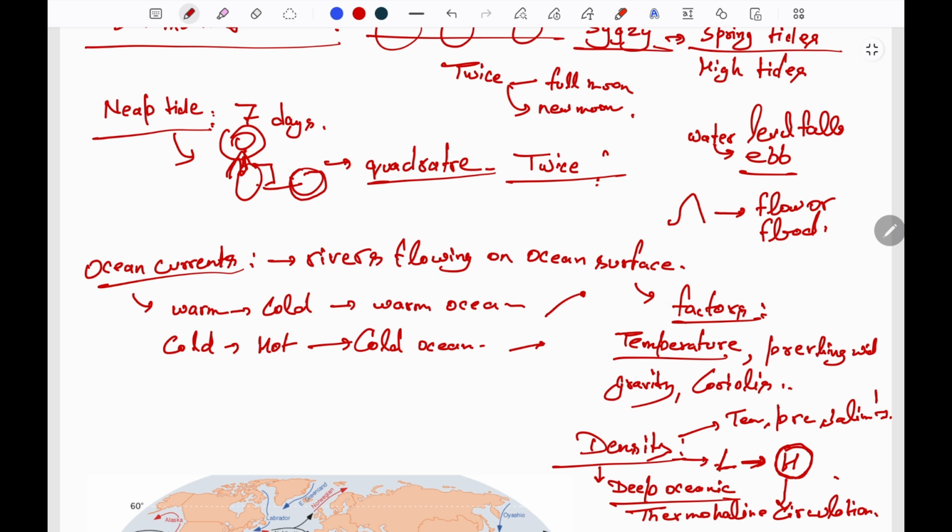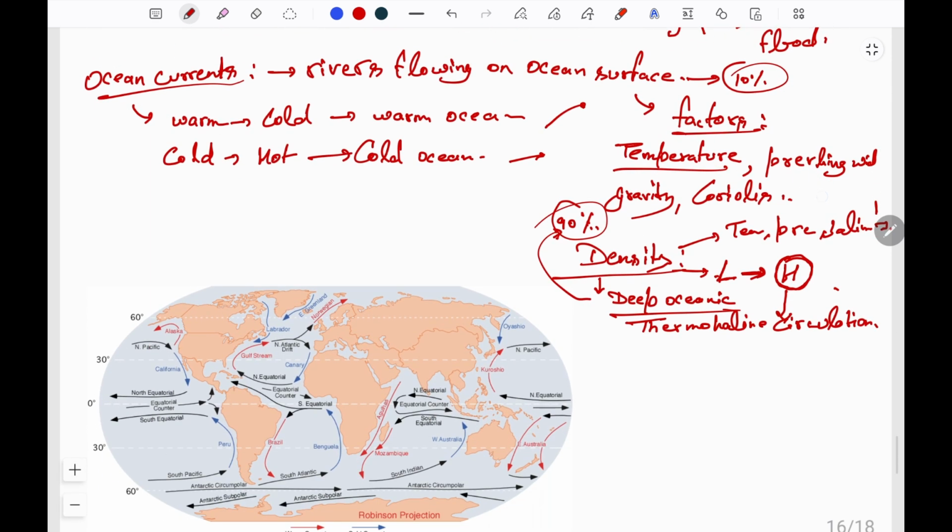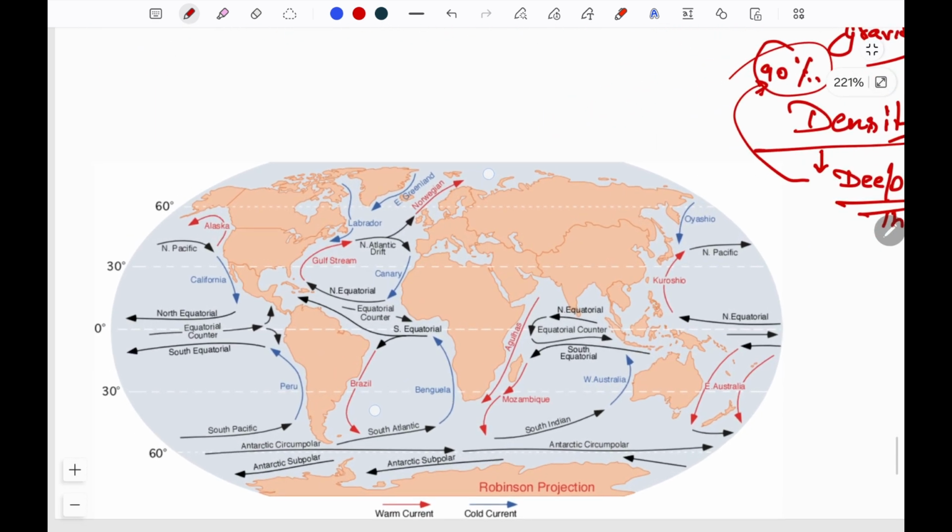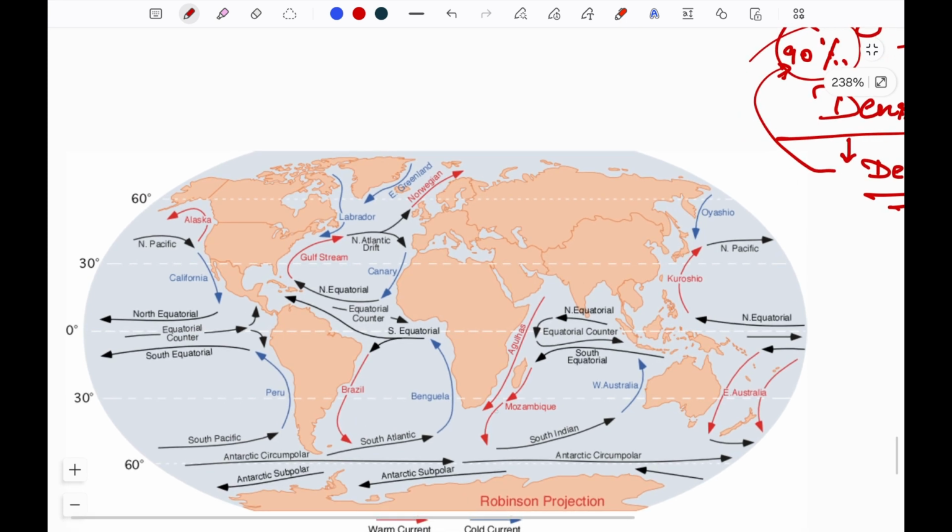Also note that these surface oceanic currents account for only 10% of the volume of the oceanic water, and these deep ocean currents account for 90% of the oceanic volume. Now moving on to the different currents. So you can see various currents here. The red ones are the warm ocean currents, and blue ones are the cold ones. And generally these equatorial currents are considered as warm currents.